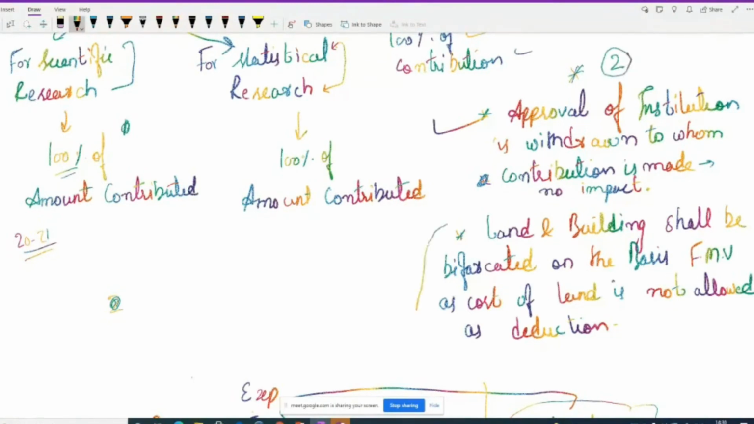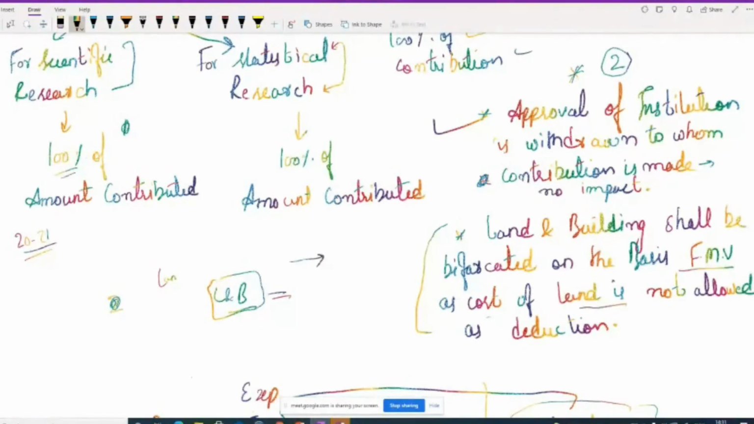Finally, land and building shall be bifurcated on the basis of FMV, as cost of land is not allowed as deduction. Next, लैंड एंड बिल्डिंग एक साथ मर्ज करके वैल्यू दी हुई है. For example, the common value of land and building is given. In that case, on land it's not allowed. So what you will do, you will bifurcate the value. How can you bifurcate? FMV, as cost of land is not allowed.